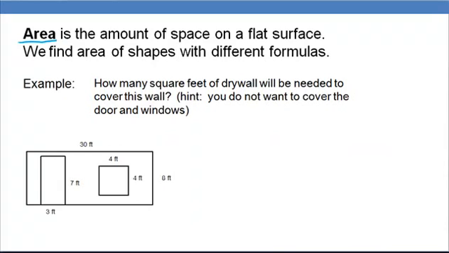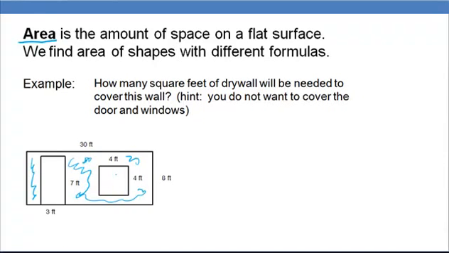We'll have one more example. How many square feet of drywall will be needed to cover this wall? And this is our wall. We have a hint, you do not want to cover the door and windows. So this 3 by 7 is a door and the 4 by 4 is a window. So we want to cover this strange shape out here that we don't have a formula for. So we have to do something with the shapes that we have. We don't want to cover up these spaces.